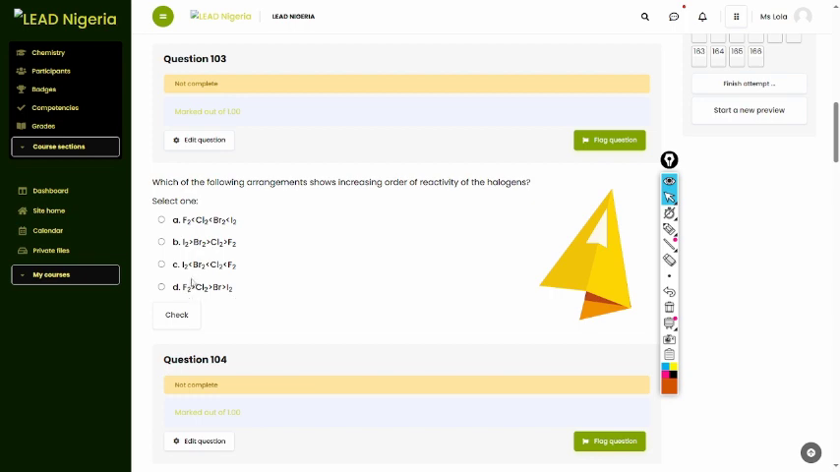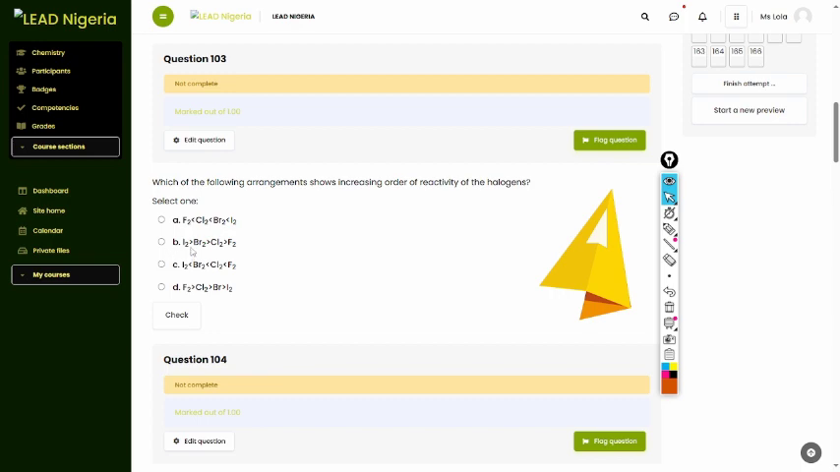Since the lowest halogen we see here is iodine, it means that fluorine is most reactive, iodine is least reactive. So in increasing order of reactivity from the lowest to the highest, we start from iodine, followed by bromine, then chlorine, then fluorine. Okay, so the correct answer is B and C.